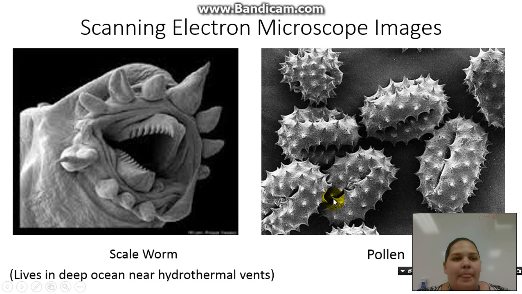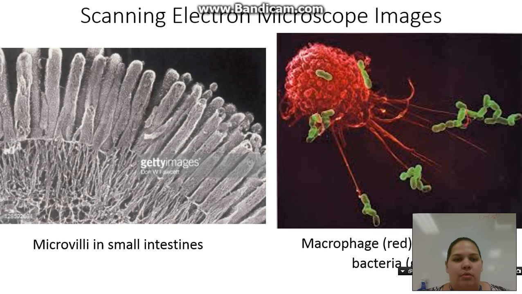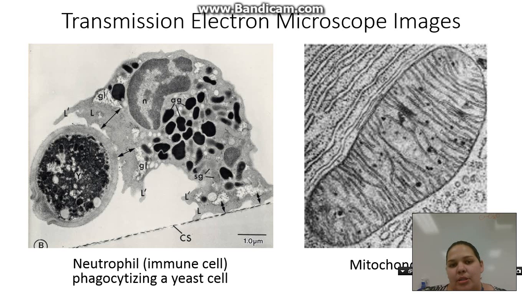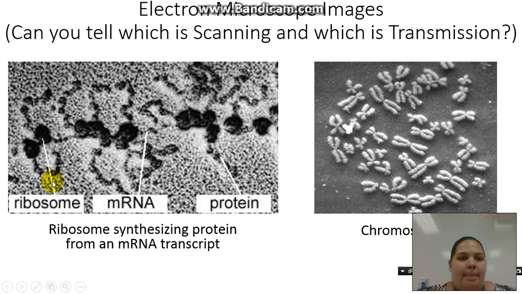Okay, let's keep going. Here's some more scanning electron microscopes: scale worm, pollen, so cool. Here's intestines, here's our body fighting some bacteria, awesome. Then we have transmission. Transmission is showing the inside, and look, we have more folds. Why do mitochondria have folds again? To increase the surface area. And over here we have an immune cell, and it's eating this yeast.